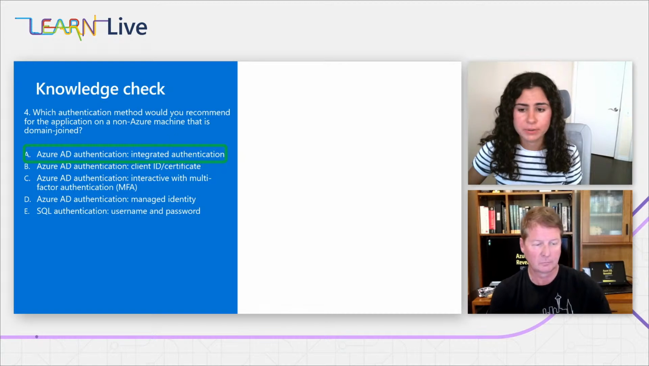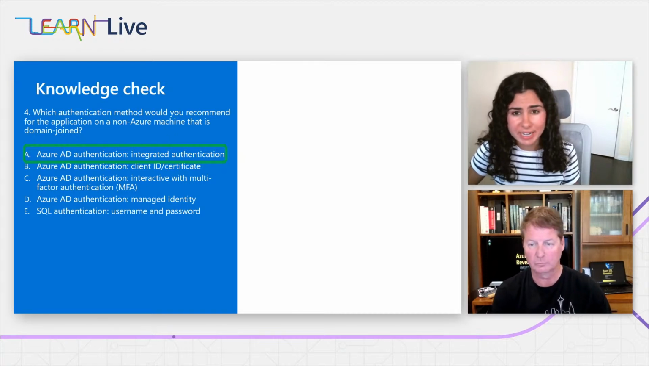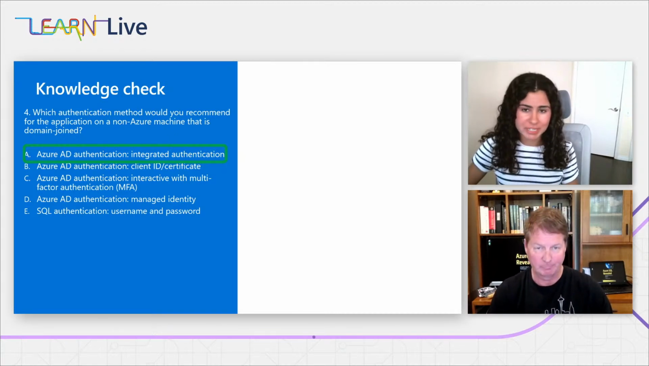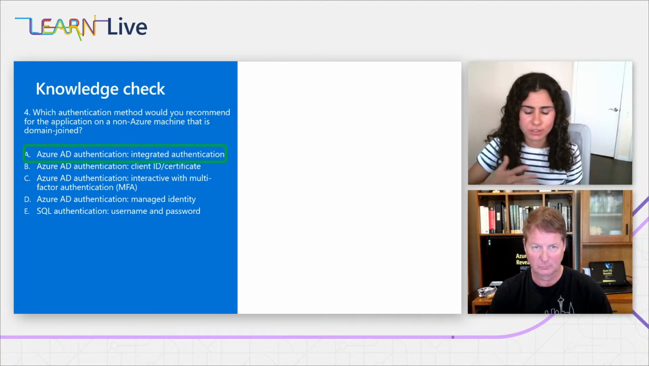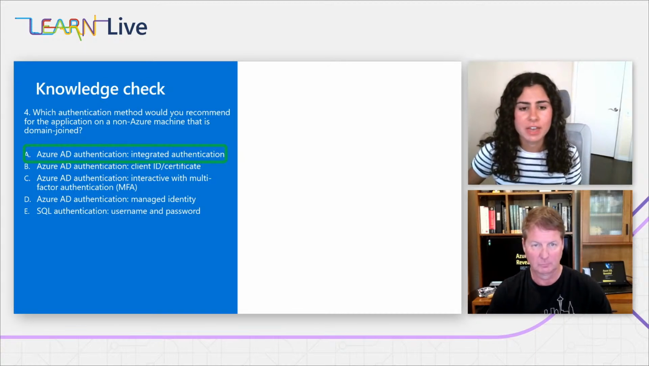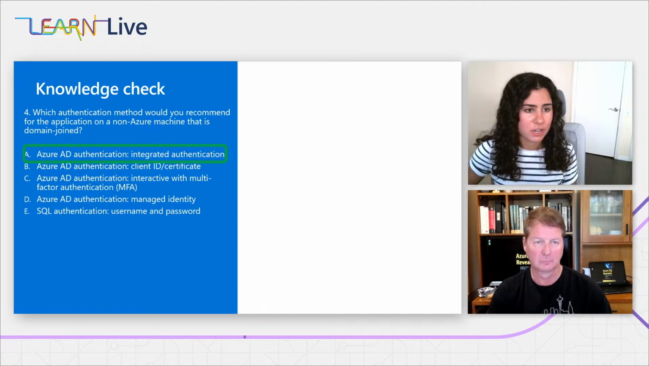You just have to create an application identity for your application in Azure Active Directory, and then go through that process of getting the certificate and the private token, all that good stuff. But yeah, integrated authentication is going to be the recommended approach there.